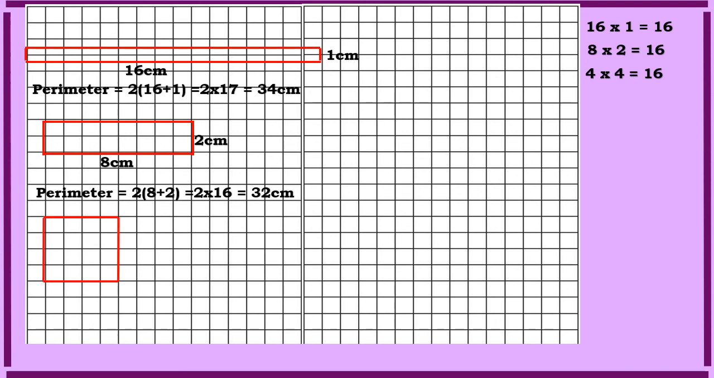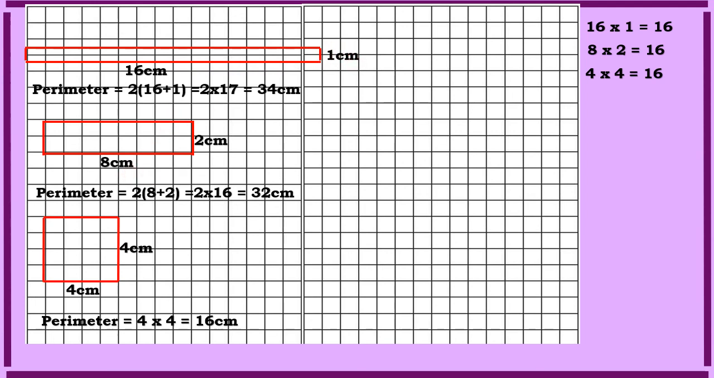Now the third one, 4 into 4, 16. So what is the perimeter? 2 into L plus B, or it is a square, no? So 4 into side. So perimeter is 16. So in which do you have the largest perimeter? The first one, is it? First one. That means when length is more, the perimeter is more.